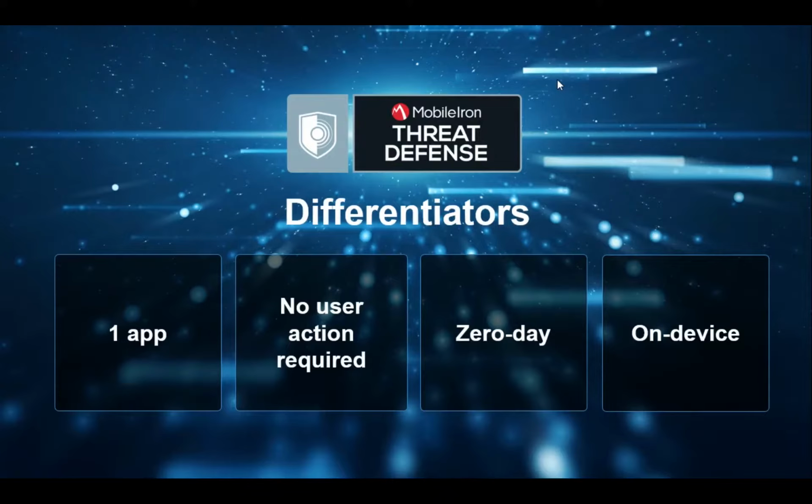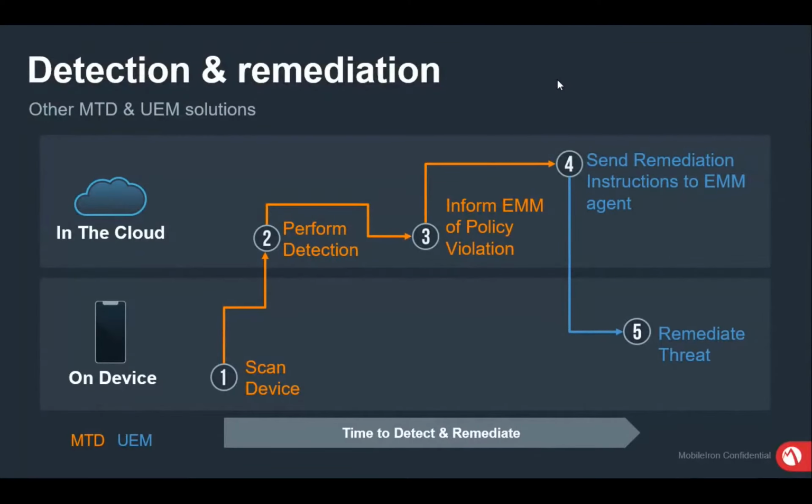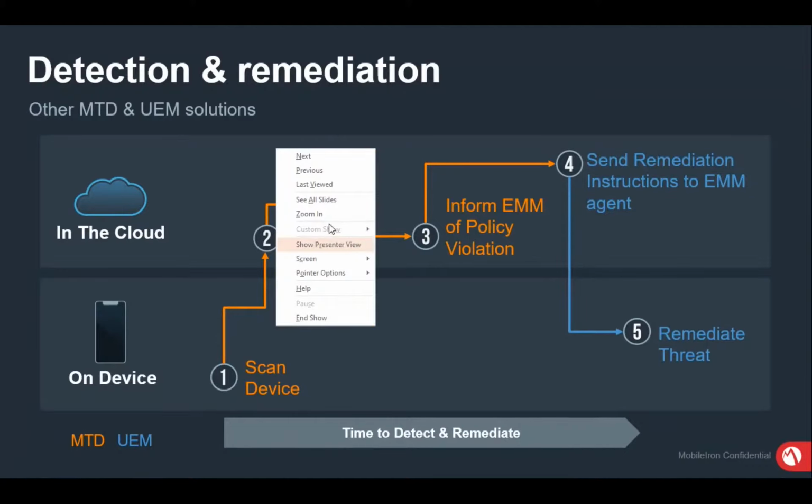For example, if it is connected to a malicious Wi-Fi or a VPN profile is installed, the MTD doesn't need to check the cloud for the relevant signature to decide what action to take. So everything happens on the device. Even if the device is offline, the action will be triggered on the device. So this is how the other MTDs work. On the device, they'll have a scan.